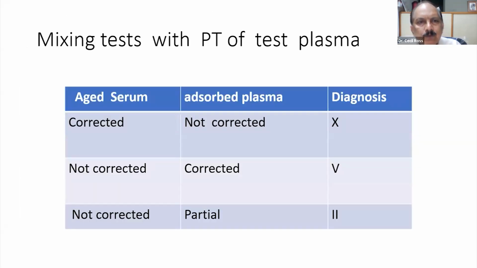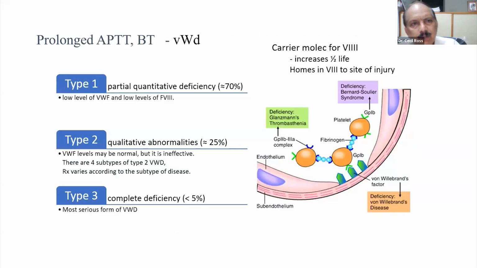That's how you do. Supposing same thing, if a person has got a prolonged PT alone, and then you do the same test again, corrected with aged serum, not corrected with adsorbed plasma, it means factor 10 deficiency. If you do the mixing study, not corrected with aged serum, but corrected with adsorbed plasma, it is factor 5 deficiency. Not corrected with aged serum, but partial correction with adsorbed plasma, it's factor 2 deficiency. So this is how simply you can do the test to figure out which deficiency the person has got.